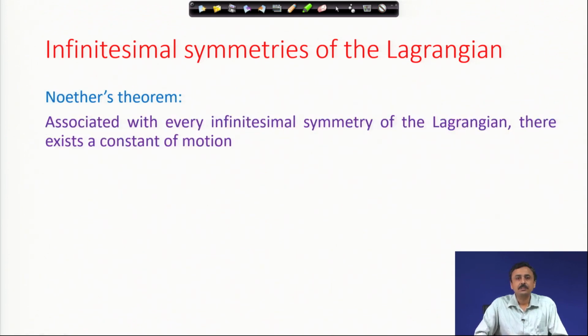Now, with this we come to Noether's theorem. What we have shown is that associated with every infinitesimal symmetry of the Lagrangian, there exists a constant of motion or a conserved quantity. This is Noether's theorem. So, we have kind of shown Noether's theorem. Associated with every infinitesimal symmetry of the Lagrangian, there is a constant of motion.